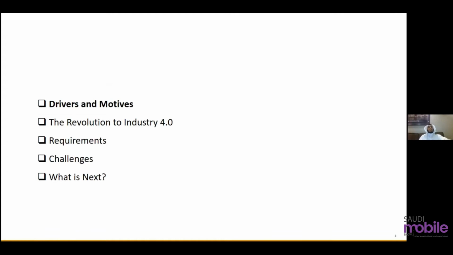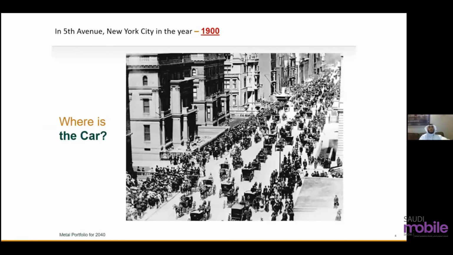So what about the drivers and motives to move towards Industry 4, or to change our current situation, which is called Industry 3? If you can notice here, this is a photo from 1900 on Fifth Avenue in New York City. Can you see a car here? Most of them, or the majority, are riding horses. However, there is a car over there. Only one car among this crowd. This is in 1900.